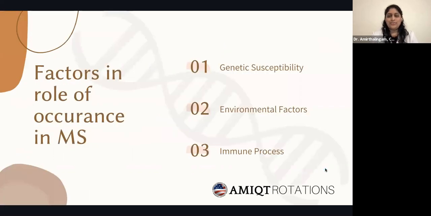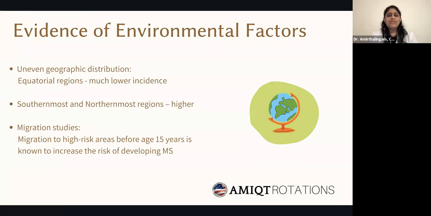So, risk factors in the role of multiple sclerosis. Now that we know a little bit about the genetics, are there any other risk factors that we should think about? There's genetic susceptibility in combination with environmental factors that can lead to this immune process. So do we have clues for other environmental factors? And the answer is yes.